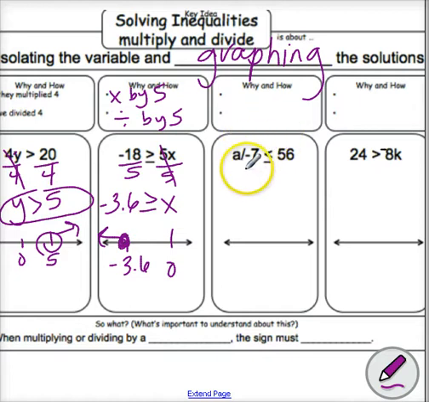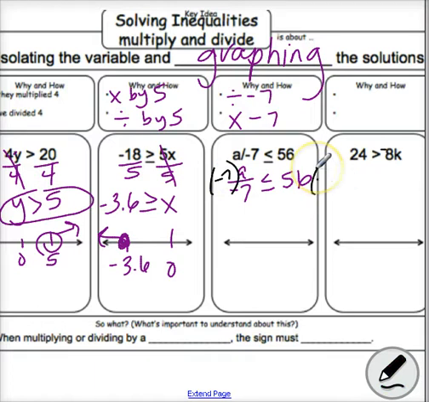All right, I'm going to rewrite this one. A divided by negative 7 is less than or equal to 56. So they are dividing by a negative 7. We're going to do the inverse and multiply by a negative 7. As I do this, multiplying both sides by a negative number, something in your brain needs to trigger and realize that this inequality symbol needs to flip direction.